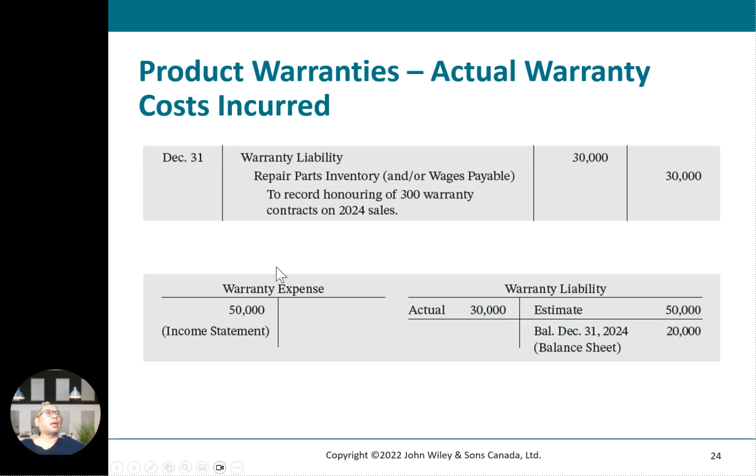So how are you going to book that? In the T-account, warranty expense is a debit here, in the income statement, and warranty liability is the estimate of 50,000 and the actual is 30,000. You have remaining 20,000.